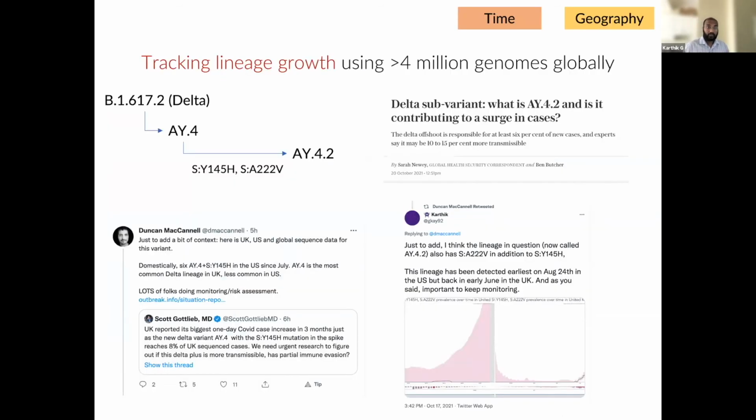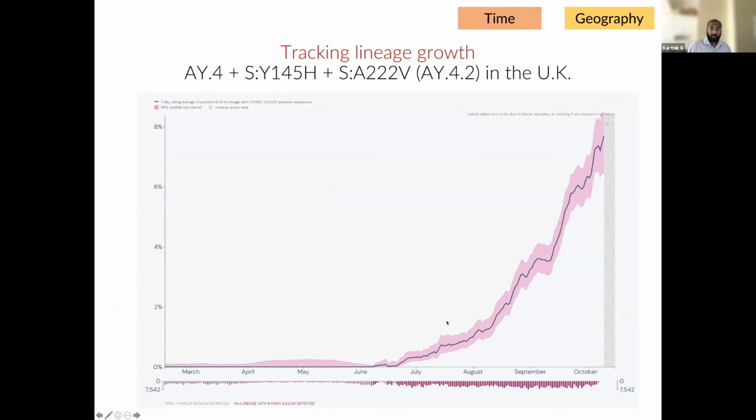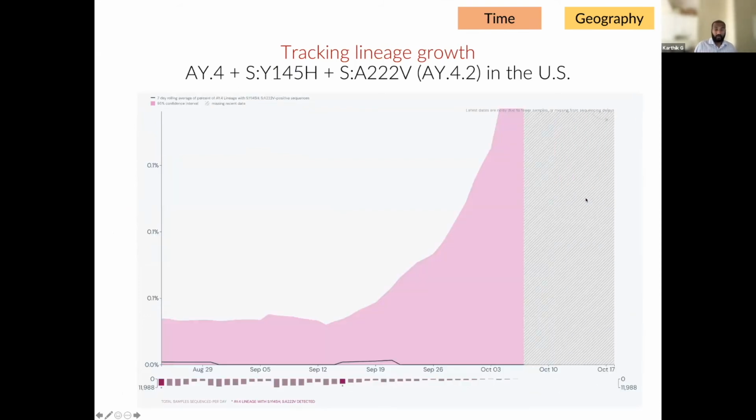One example of this is AY.4.2, which was recently found to be increasing in prevalence in the UK, leading to many people taking a close look at this lineage. This lineage in particular is described by 2 mutations in the spike gene. When we look at the prevalence of this lineage in the UK, we see that it's growing quite rapidly, showing that it might have a small transmission advantage over other sublineages of Delta. However, when we look at the same lineage in the US, we see that it was only last detected August 24th, and so it still remains to be seen if the same increase in growth rate is exhibited in the US as well.